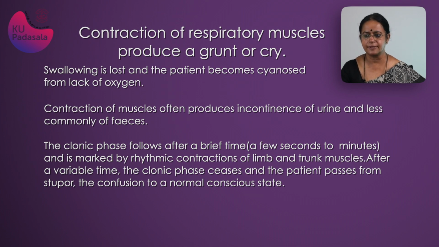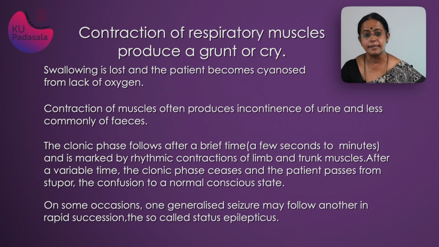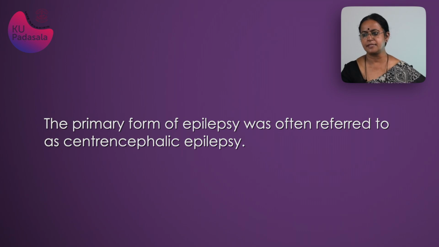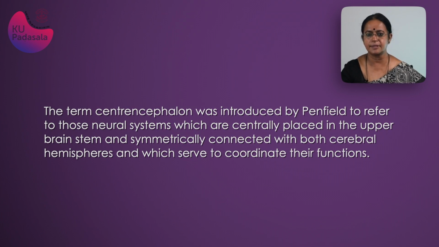After a variable time, the clonic phase ceases and the patient passes from stupor, the confusion, to a normal conscious state. On some occasions, one generalized seizure may follow another in rapid succession, in which case it is called status epilepticus. Generalized seizures may be primary or may be precipitated from a localized focus. The primary form of epilepsy was often referred to as centrencephalic epilepsy. The term centrencephalon was introduced by Penfield to refer to those neural systems which are centrally placed in the upper brainstem and symmetrically connected with both cerebral hemispheres, and which serve to coordinate their function.